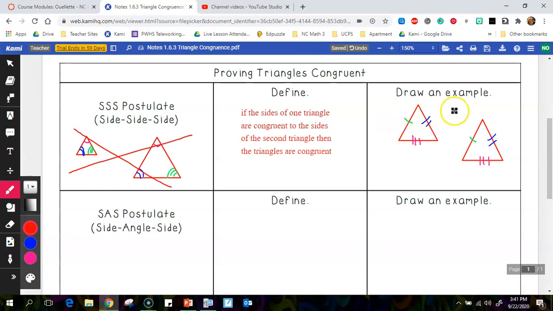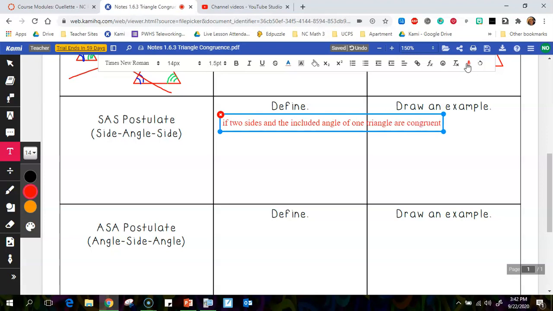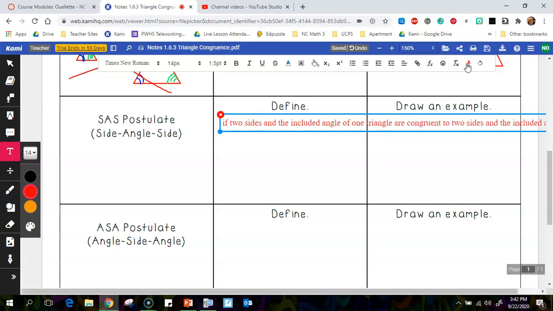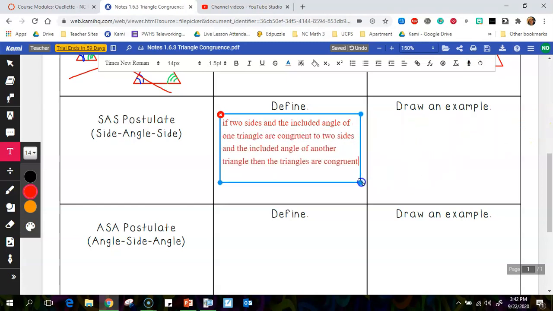All right, the next one, side, angle, side. If two sides and the included angle of one triangle are congruent to two sides and the included angle of another triangle, then the triangles are congruent. Okay, make it fit. There we go. Draw an example.